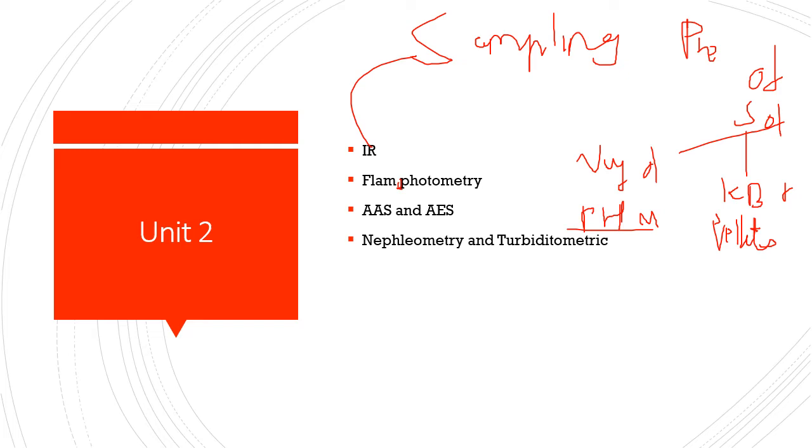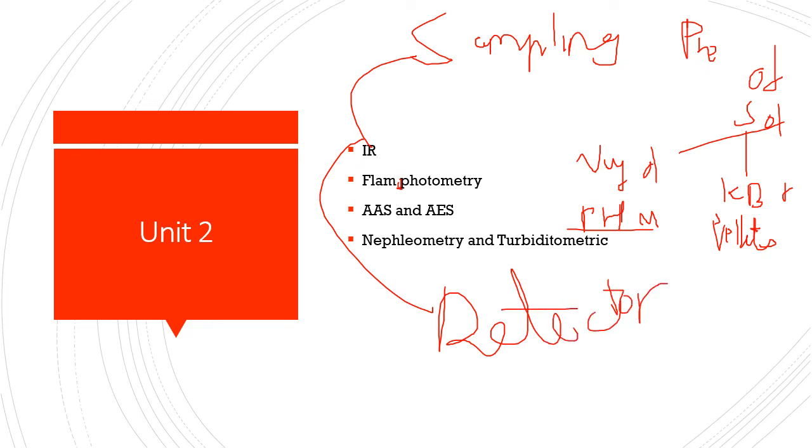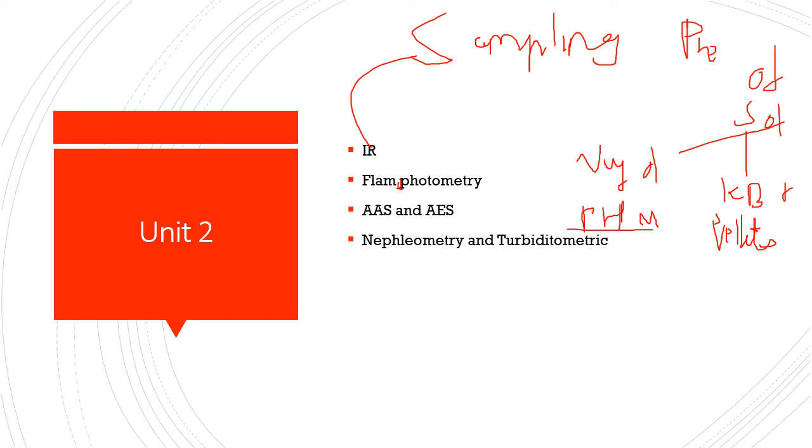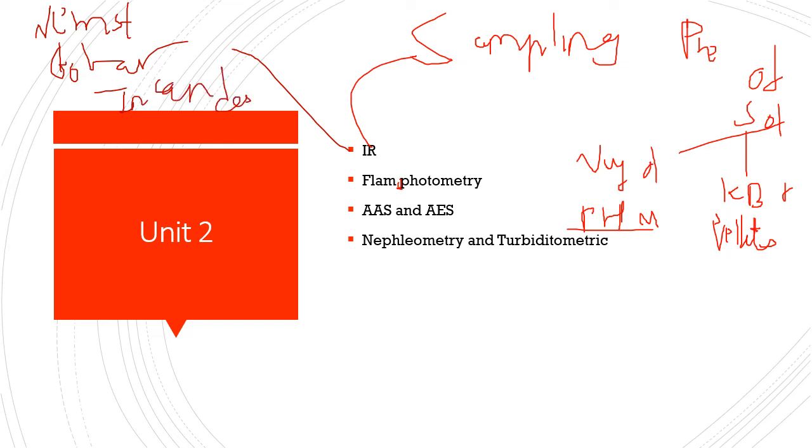So again, one more thing important in IR is the detectors, whereby you have bolometer, Golay cell, thermistor or a thermocouple, photoconductivity cell. So these are a few of the detectors in IR spectroscopy. And the sources of light are also very, very important, like Nernst, globar, and incandescent lamp. These are a few important sources of light in IR.